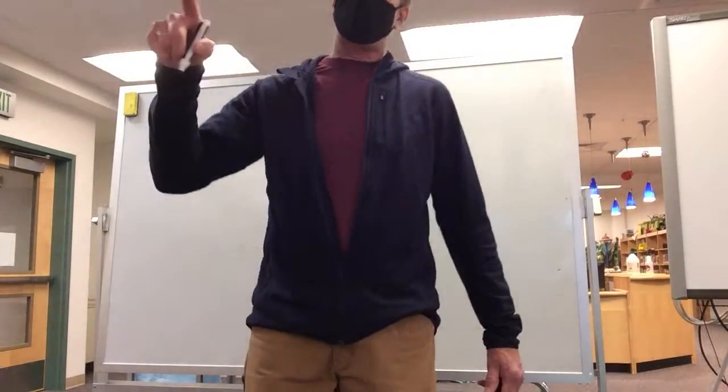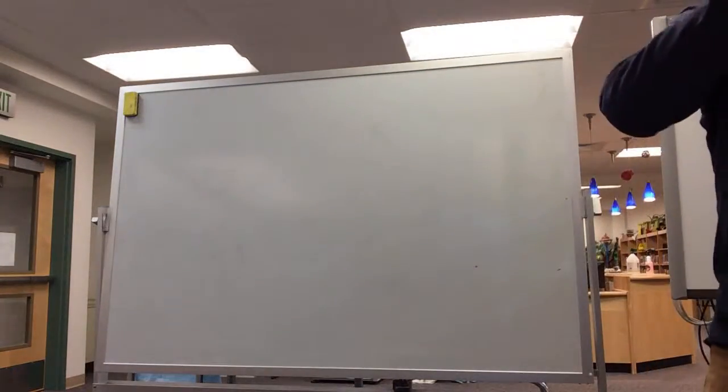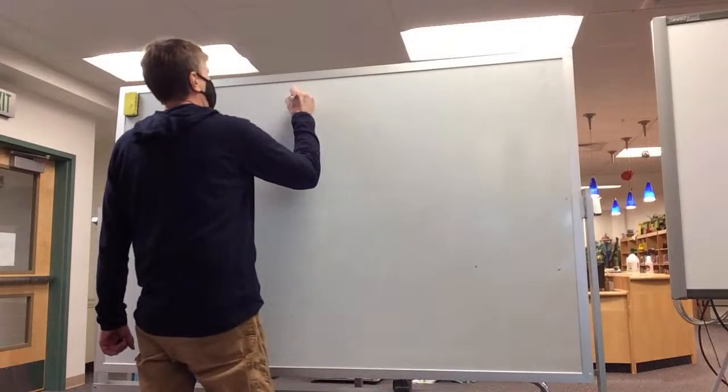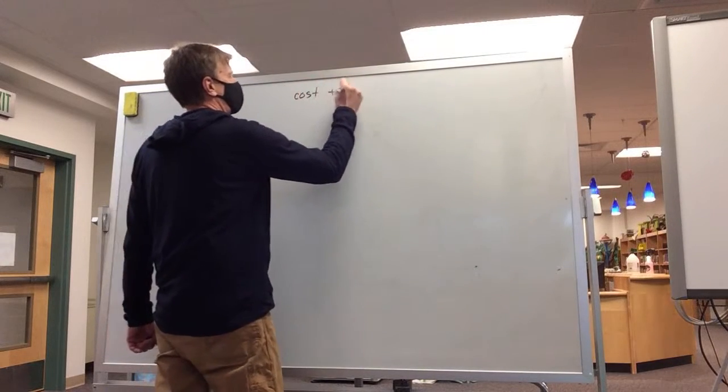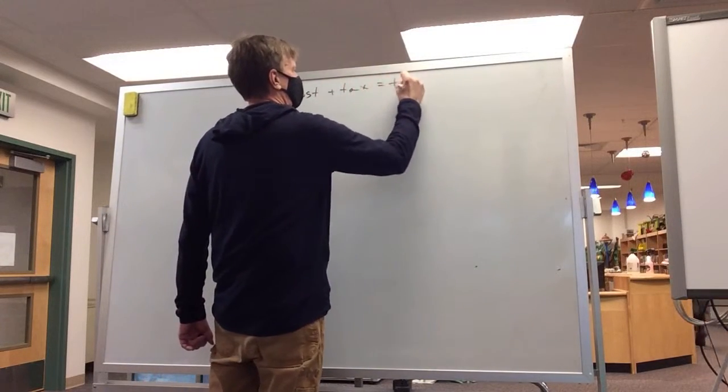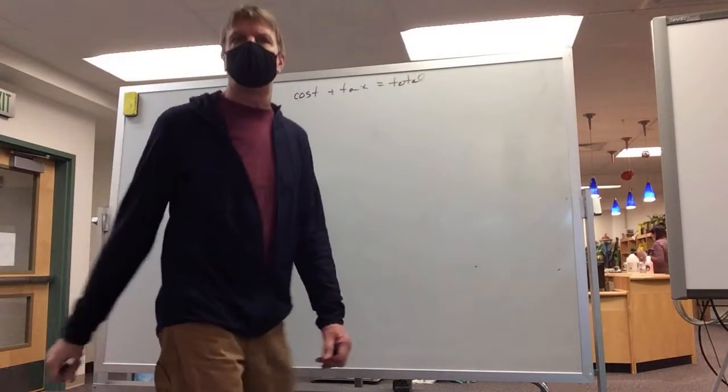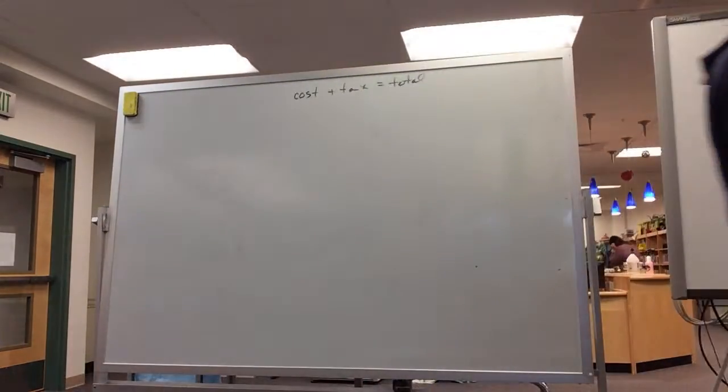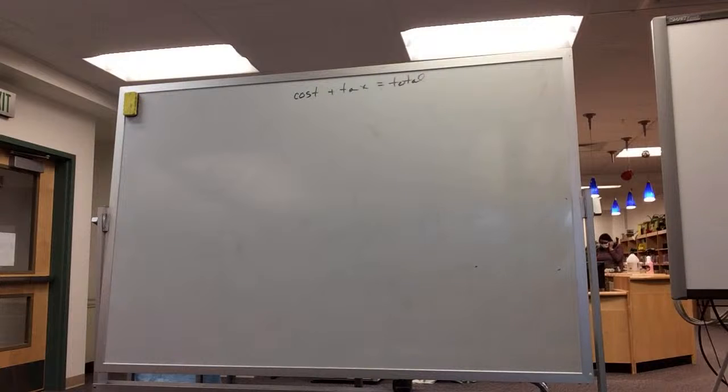If you buy something, does tax get added or does tax get subtracted? Added. So if you look at the cost plus the tax, you get your total that you pay. So in terms of a multiplication or an addition problem, does that make sense? Cost of the item plus the tax gives you the total cost.